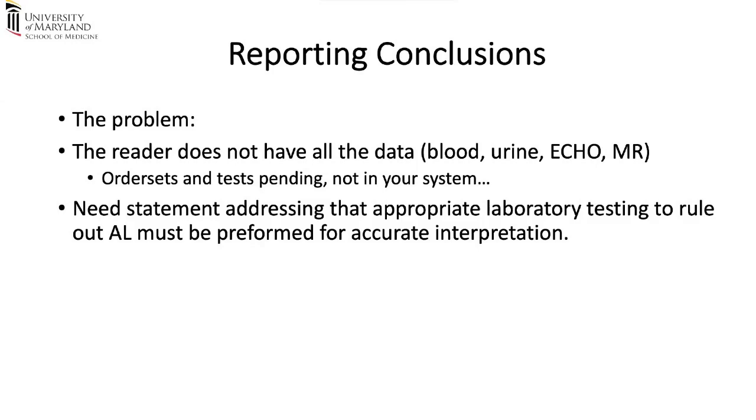So what you need to put in your reporting, and this is really important, you need a statement addressing the appropriate lab testing to rule out AL, and it must be performed for the accurate interpretation. If you've got this data when you're reading, you can put it into your report. If you do not have it, and I know in our place, a patient will get done for a scan, and you read the scan and you say, well, where are the other labs? The patient didn't go yet. They had work, or the lab is delayed. So it's tough to make a full interpretation. If you've got the data, make the full interpretation. If you don't, put something in there that AL has to be ruled out before you can make an accurate interpretation.